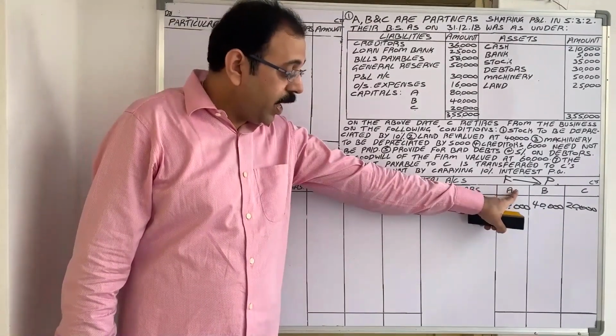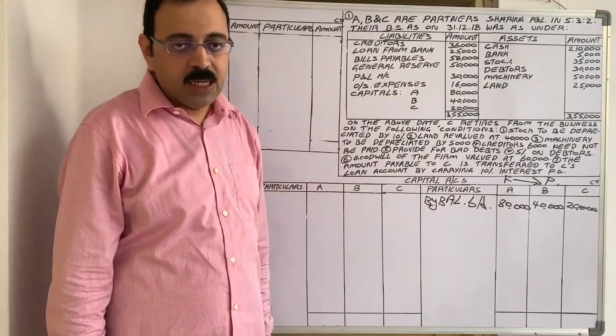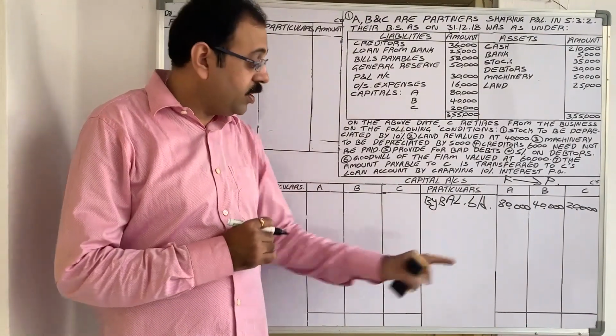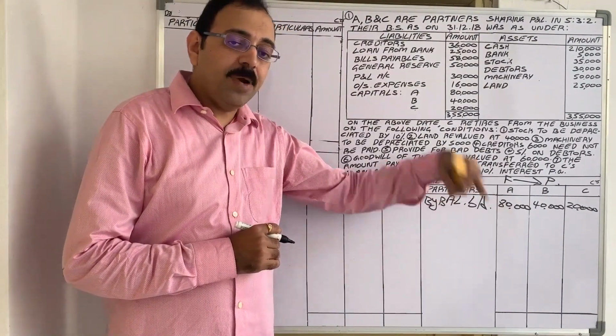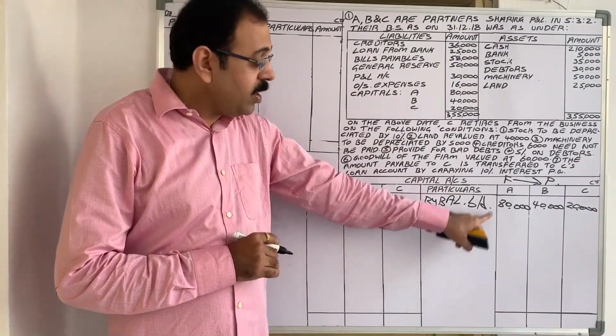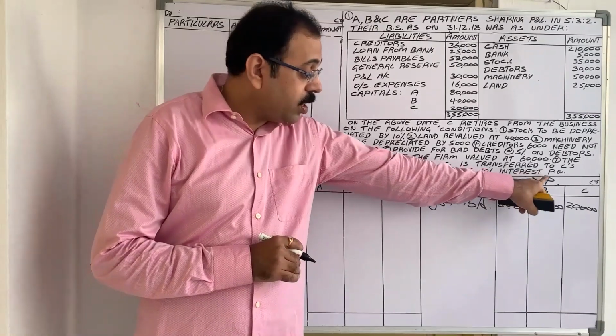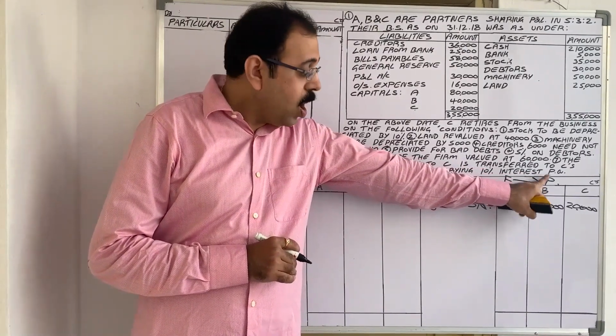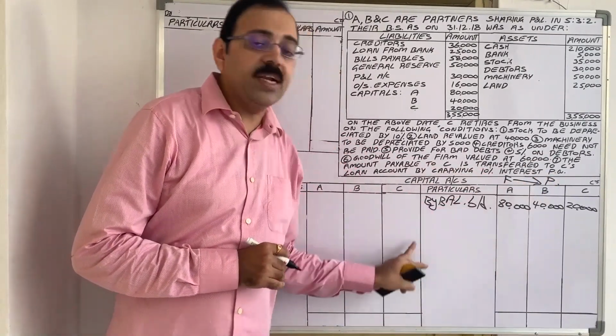So that only I did here. Suppose partner A is retired from the business. Then the firm has to return this 80,000 rupees capital to him. That only I said. In the event of retirement, when the firm has to pay amounts to the partner, all those amounts appear on the credit side.